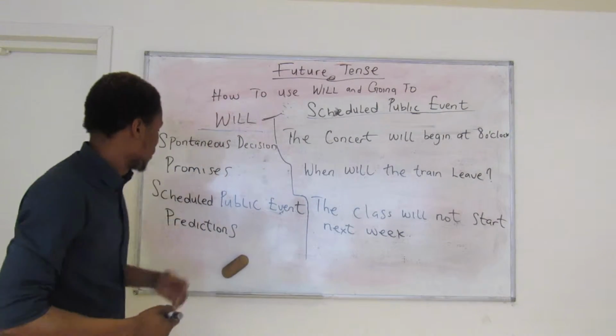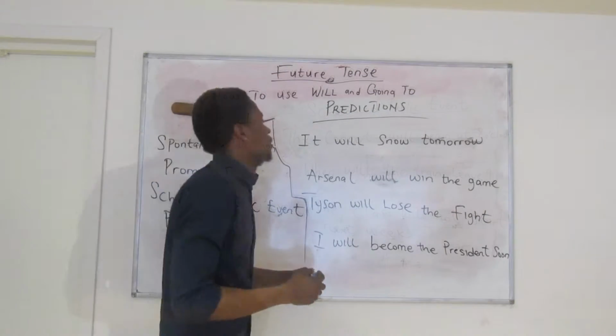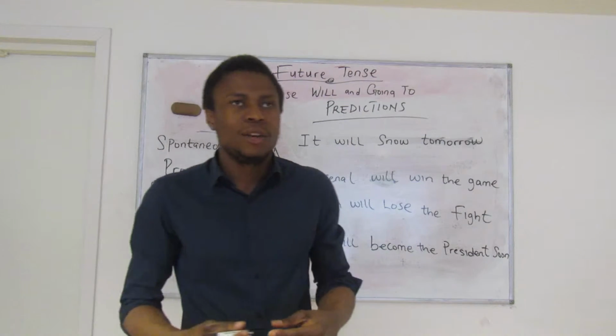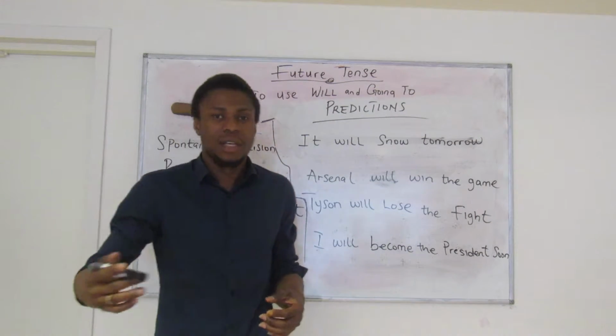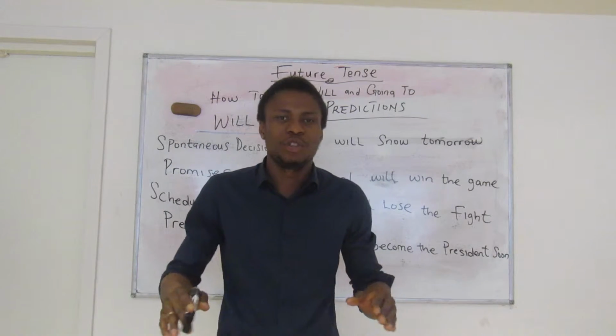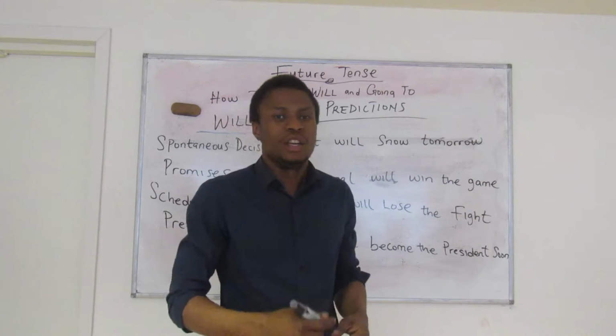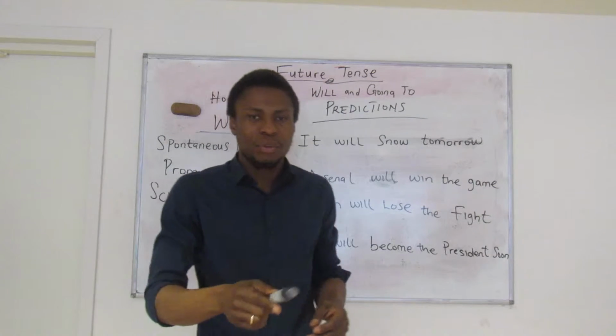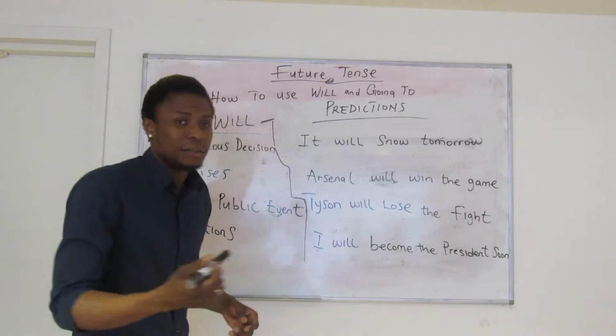Now we will talk about predictions. A prediction is a plan or a guess for the future. It's actually a guess for the future. When you want to guess something for the future, but you are not sure of it, you just want to try your luck, you make a prediction. And when you make a prediction, you use will. Now let's take the first example.